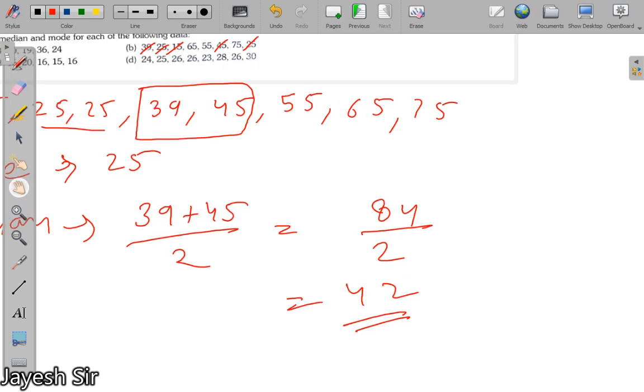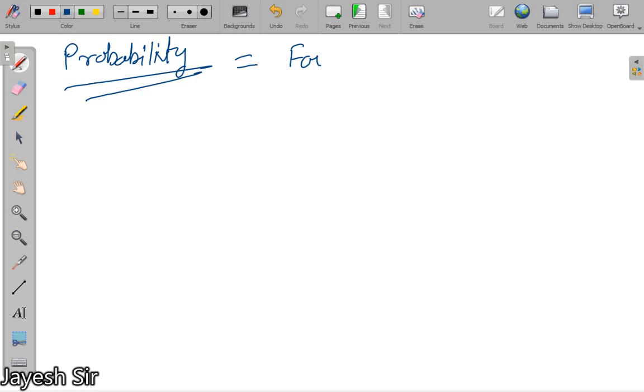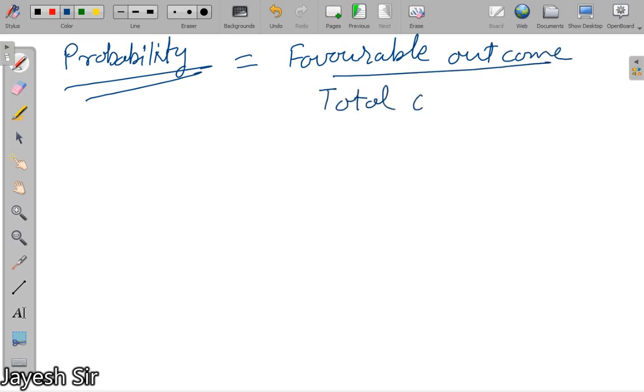Before ending the class, the next topic that we are going to start is probability, and for probability let me give you the formula, and we will discuss probability in the next class. You have to learn the formula today so that you can apply it in the next class. Okay, this is the formula for probability, and we will work on probability from the next class onwards.